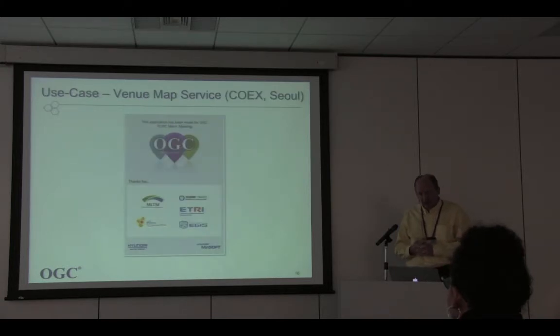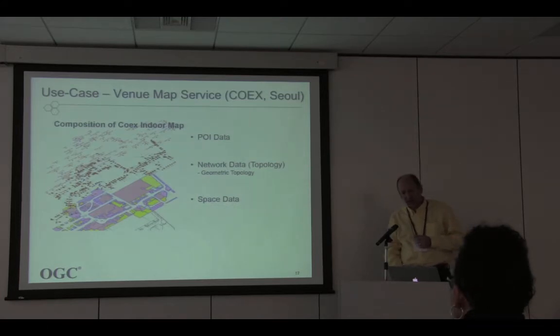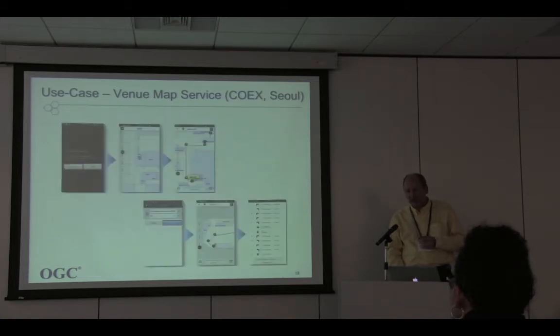Back when we met in Seoul, a year ago or more, the OGC meeting was in Seoul. There was a venue map service that was deployed in the convention center COEX in Seoul, and it included an indoor map, POI data, network data, the topology of the connectedness, as well as the space data, and there was an app that was used to do this LBS, indoor navigation, an early prototype of the Indoor GML implementation of the standard. So we got that implementation. Ask Key Jun when he gets here later today or tomorrow about that one.